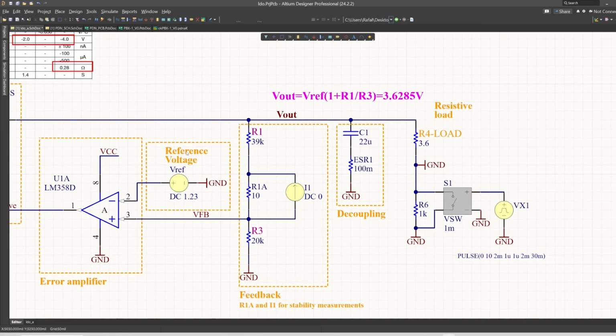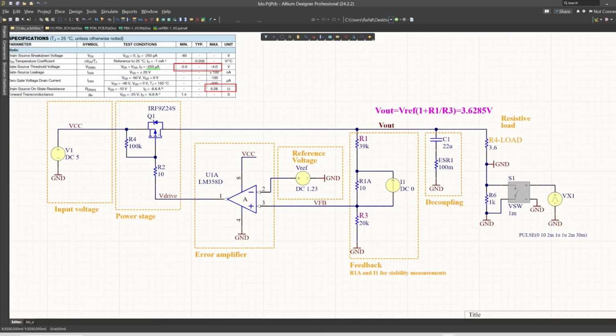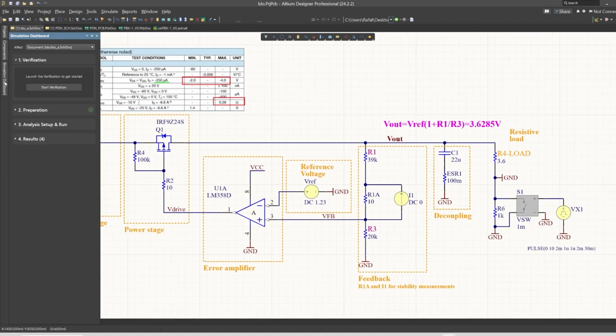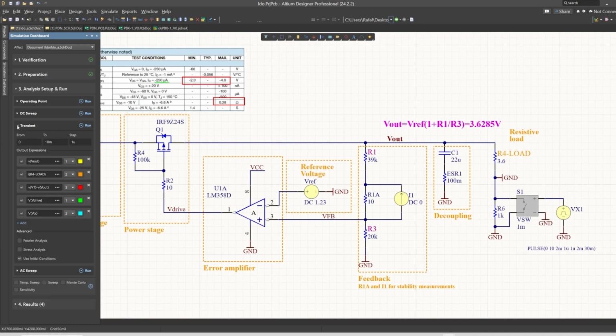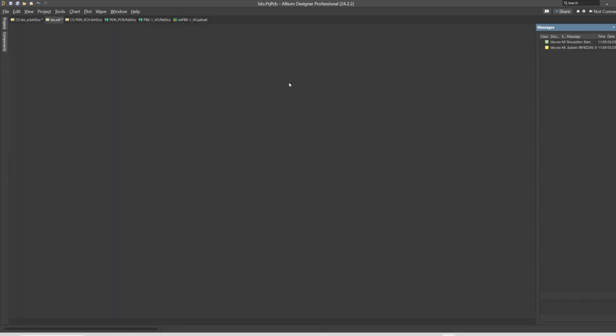Stability measurements and step response. First of all, let's see if this circuit works as intended. Let's do the verification of the schematic. Okay, it passed with success. We will use, of course, the transient simulation. Let's run it. I have everything set up here.